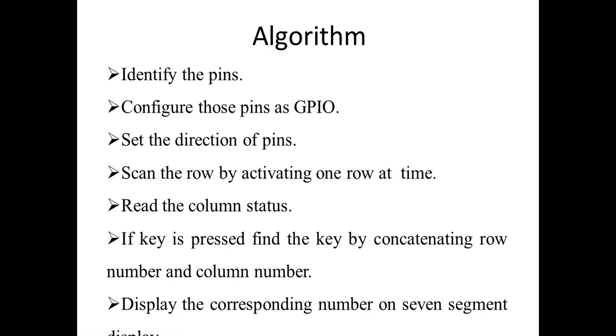That means your microcontroller should send logic 1 to a particular row line through a pin, one at a time, and then you have to read the status of the column through the input port pins. And if a key is pressed, by finding the row value and the column value, you have to identify which key is pressed, then the corresponding number of the key must be displayed on the 7 segment display. This is about the algorithm of the program. Now let us look into the program.